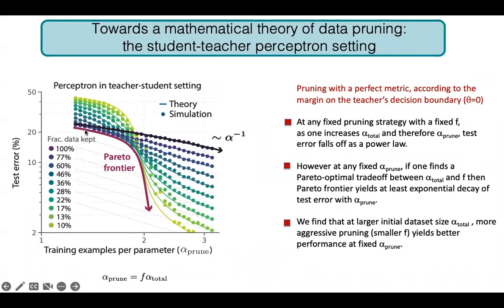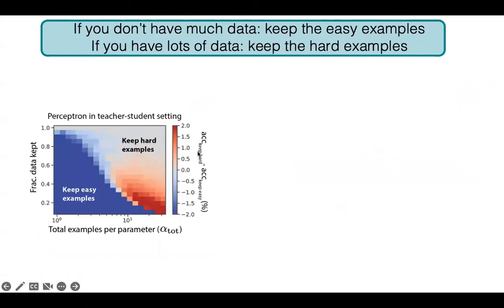But notice over here, pruning actually does worse. This is when you keep the hardest examples. It turns out keeping the hardest examples is not the optimal strategy if you don't have much data to begin with. What we predicted from our theory is that if you have a lot of data to begin with, keeping the hard examples is better. If you don't have much data to begin with, keeping the easy examples is actually better. So this is a qualitative prediction derived analytically from our theory. Does this qualitative prediction hold in much more general settings, far beyond the regime of applicability of the analytic formulas underlying our theory? And remarkably, it does.